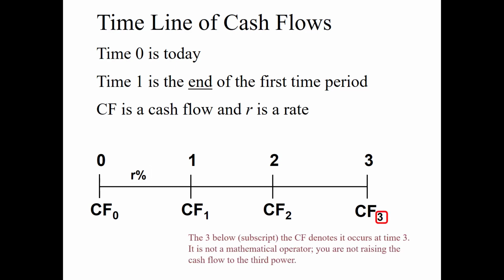We'll see that there is a subscript below CF3, and that denotes that it occurs at time 3. It is not a mathematical operator. You are not raising anything to the third power. You are not multiplying it times 3. It's just a way for us to identify that that cash flow occurs at time 3.